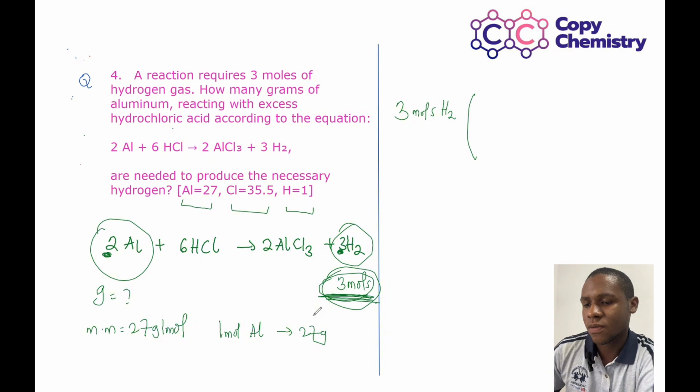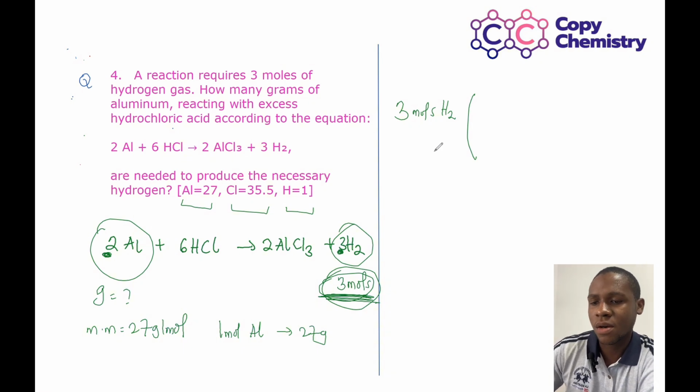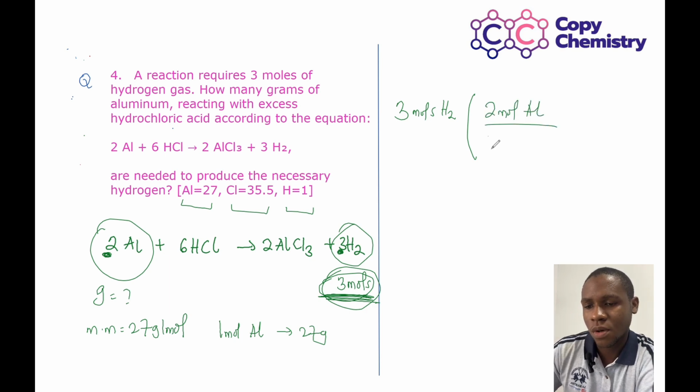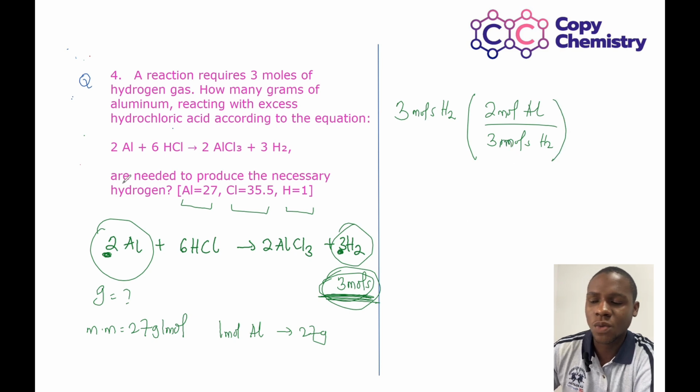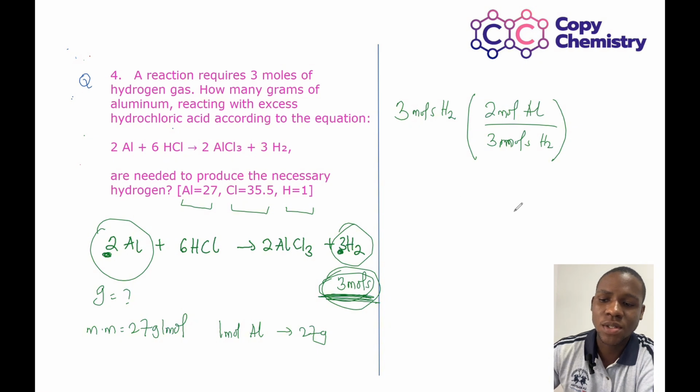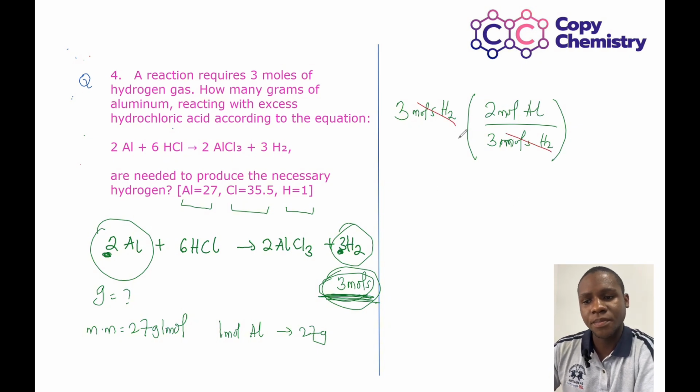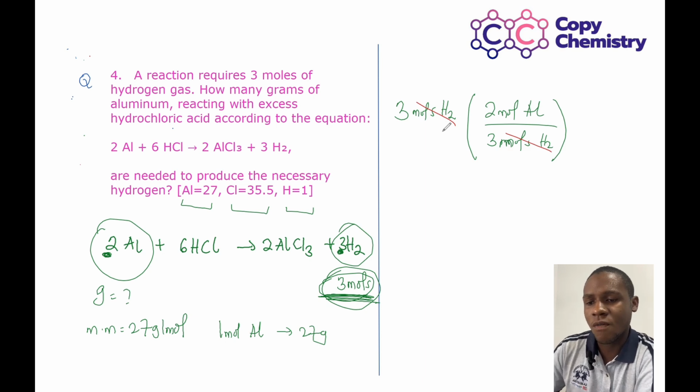So 3 moles of H2, working back here, you would have 2 moles of Al divided by 3 moles of H2. You see how I've arranged this? And you would know that what you're doing is right because this would cancel out this. The moles of hydrogen will cancel out, and you can say that you have now converted this to moles of Al. That's aluminium.